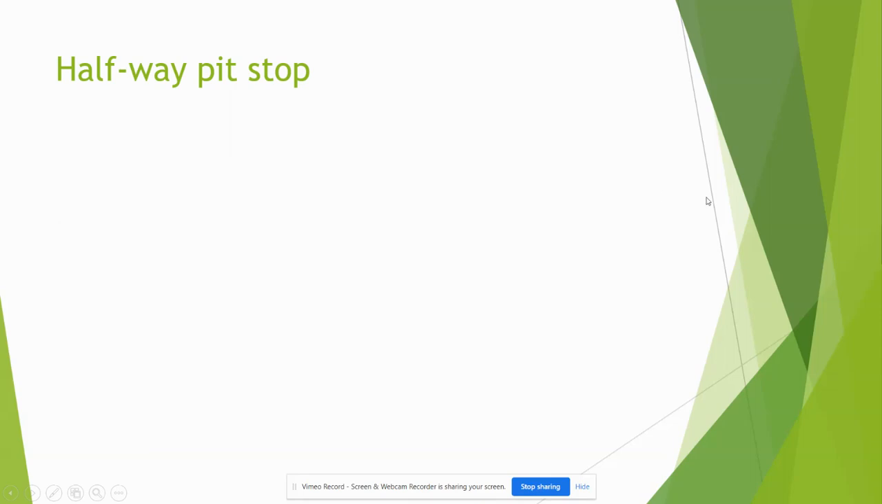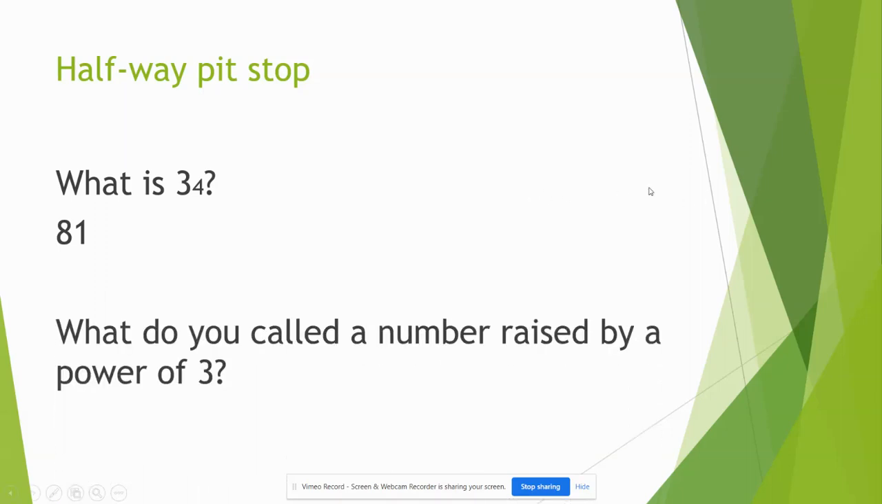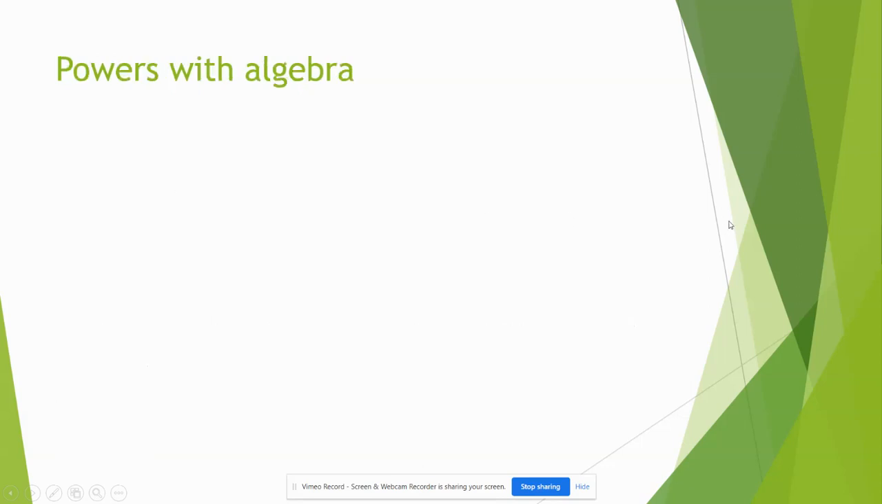Now we're going to have a halfway pit stop. Questions. What is 3 to the power of 4? 81. I hope. Yes, it's 81. I was thinking about that in my head. What do you call a number raised by a power of 3? Cubed.